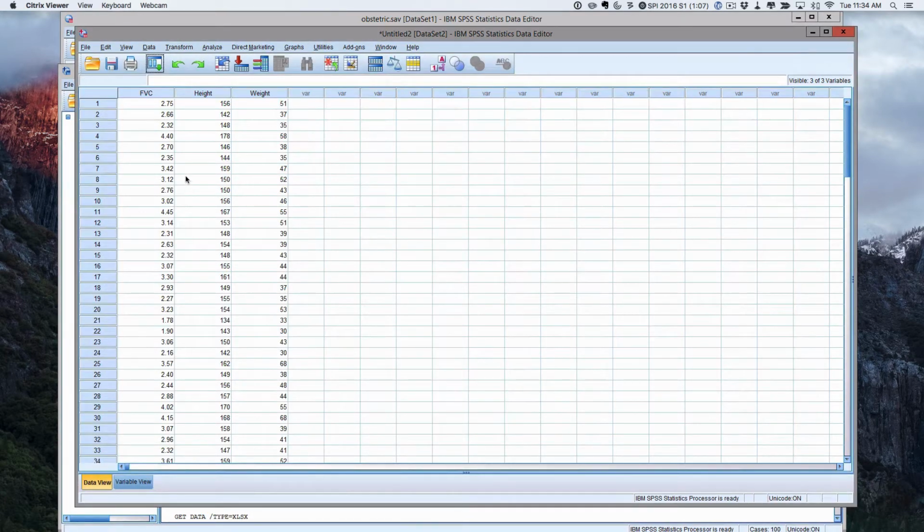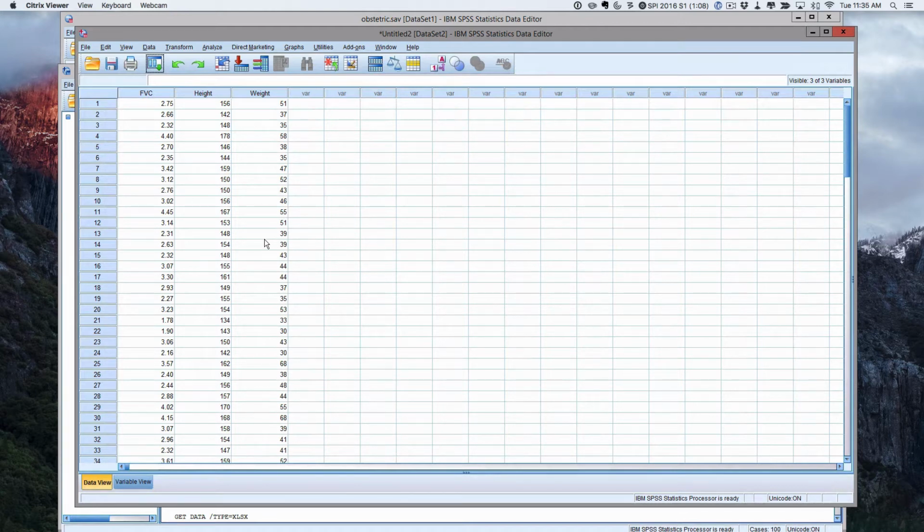So here's our FVC data. What this is, we took 127 12-year-old boys, and for each one we measured their lung capacity as measured by the forced vital capacity. So you basically take a deep breath in, blow it out as hard as you can, and we measure this. So this is in litres. We've measured their height in centimetres and their weight in kilograms.